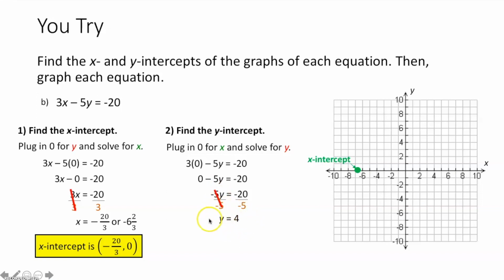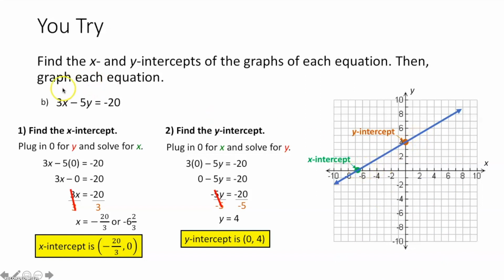Now again, don't write your answer like this. This is the equation of a horizontal line. We want a point. We want the y-intercept. So we write our answer 0, comma, and then whatever our y value is here. 4. That's going to be our y-intercept. So we go to 4 on the y-axis right here, and we put a point. That is your y-intercept. We draw a line through our two intercepts, and that is the graph of your equation right here.